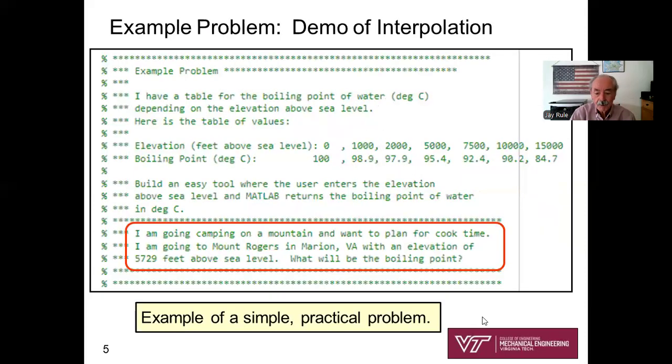All right, so here's a practical problem that I'd like to illustrate. I'm going camping on a mountain and I want to plan for cook time. I'm boiling something. I'm going to go to Mount Rogers in Marion, Virginia, and I know that it has an elevation of 5,729 feet above sea level. And I need to determine before I go camping what will be the boiling point of water on top of Mount Rogers. So that's my practical problem.